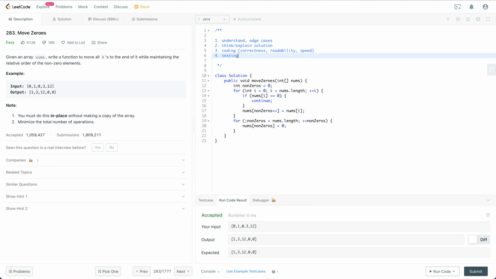So if you follow this procedure in a real coding interview, I would be very surprised if you fail, if everything goes very smoothly. So that's it for this coding question.